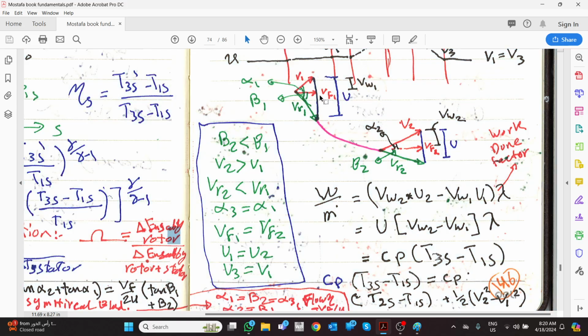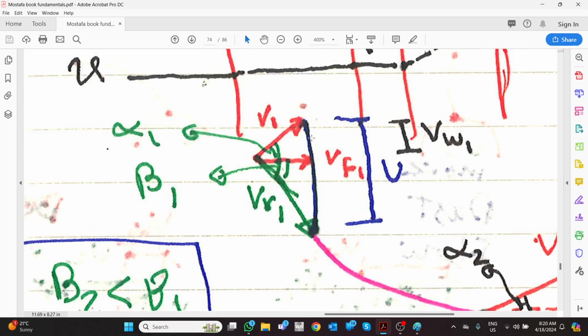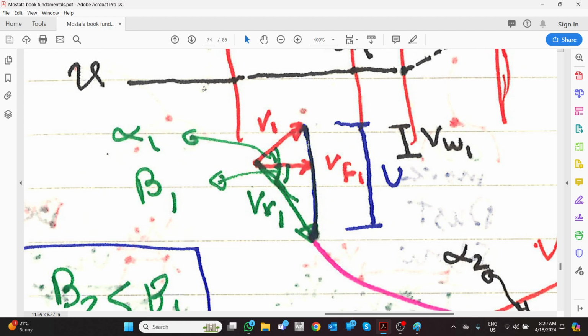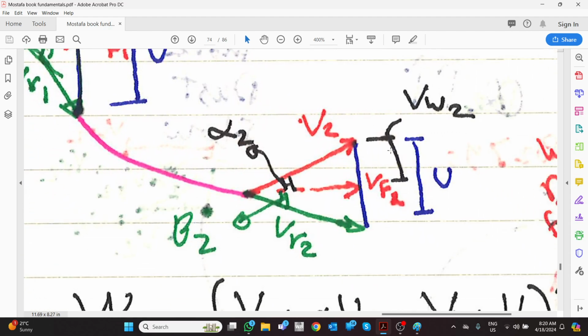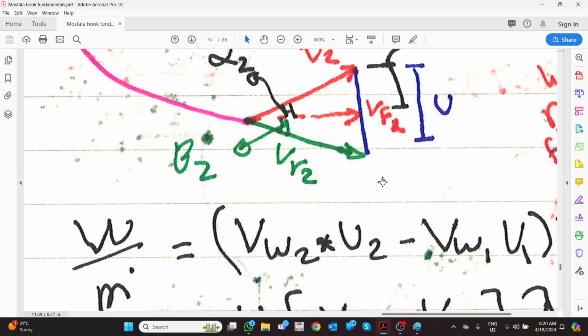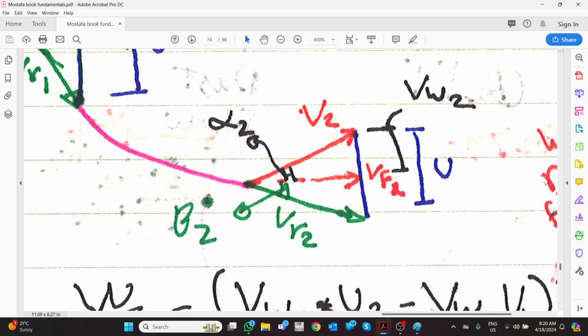Okay, if you are going to check what the whirling velocity is, it is the component of the actual velocity in the rotational direction, which is this one. So this is the tangential velocity, the whirling velocity, which we're going to gain. So this one multiplied by this one minus this one multiplied by this one, you will get the energy. Okay, how to calculate this one?